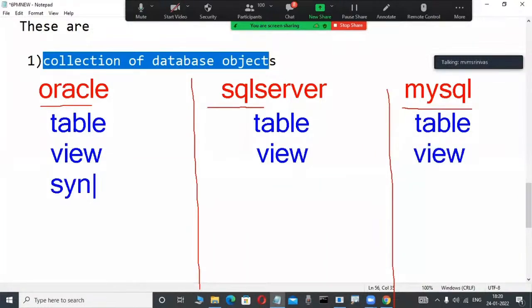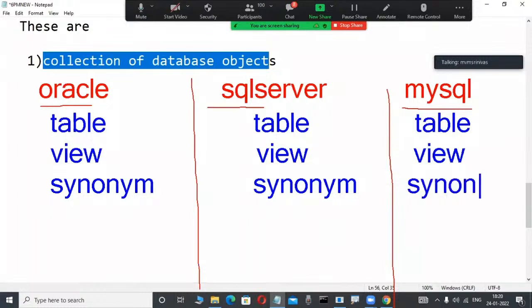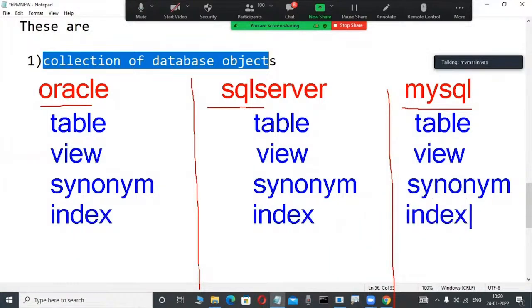Here synonym is a database object. What is synonym? What is view? We are learning, don't worry. In our course, synonym is available. Here also synonym is available. Here index is there. Here also index is there. These are called objects. Okay, some terminology. These are big concepts only.